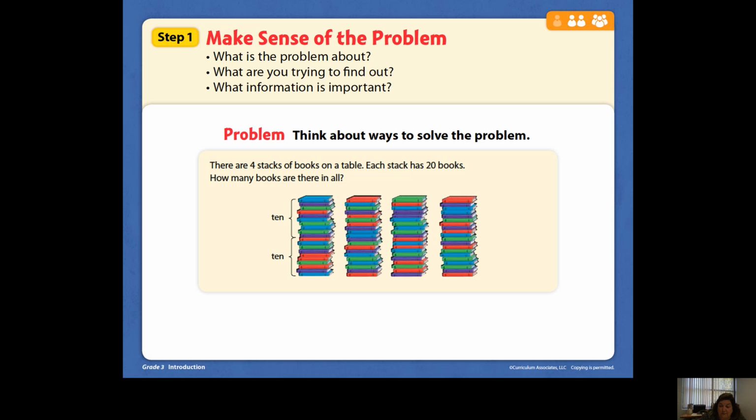And when we look at that, we know how to make a multiplication sentence using an array. So the multiplication sentence would look like 4 times 10. 4 sets of books times, I'm sorry, not 10, times 20. Because we have 20 books here. So just like an array, we're going to make sure that we multiply both of those.